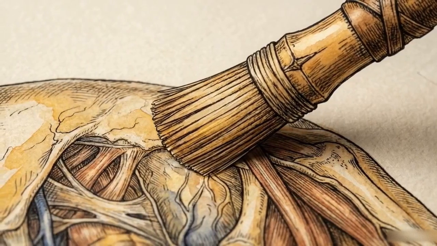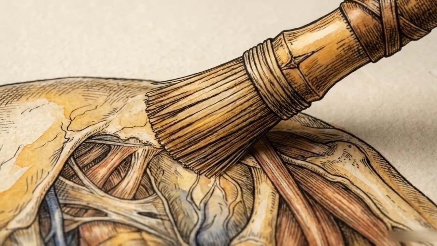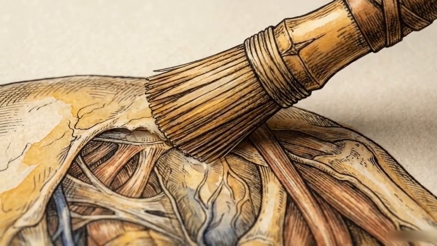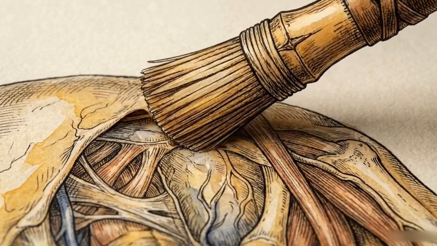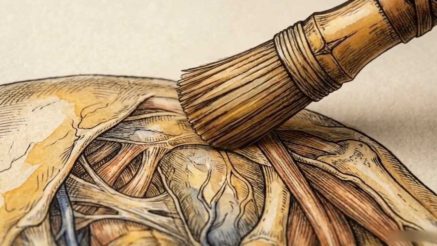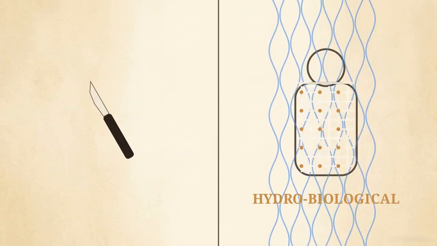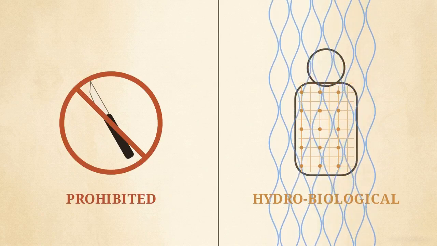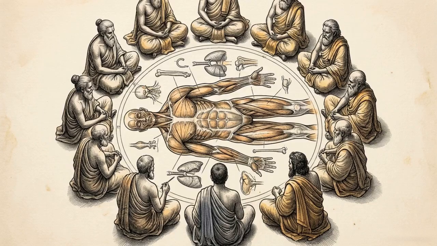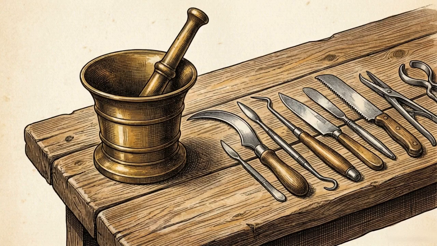Instead of slicing with a blade, they used brushes of bamboo and coarse grass, gently rubbing the softened tissue to peel the body back. By leveraging the river's natural decay process rather than fighting religious law, ancient Indian physicians developed a structured, repeatable method for anatomical education centuries before formalized dissection existed elsewhere. That deep anatomical knowledge led to immediate surgical interventions.